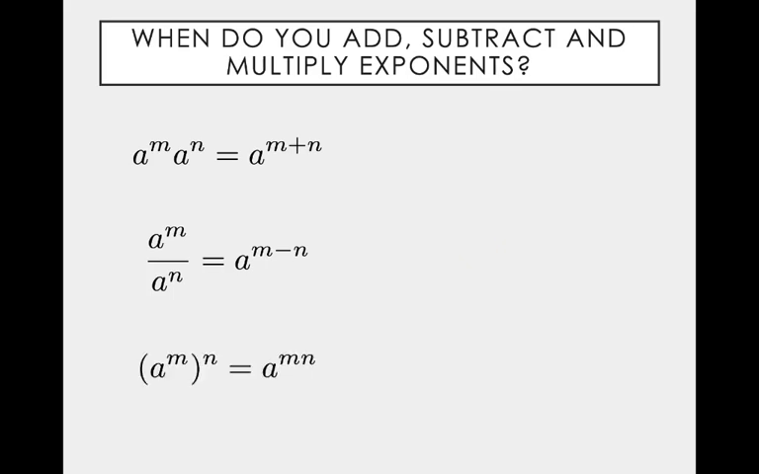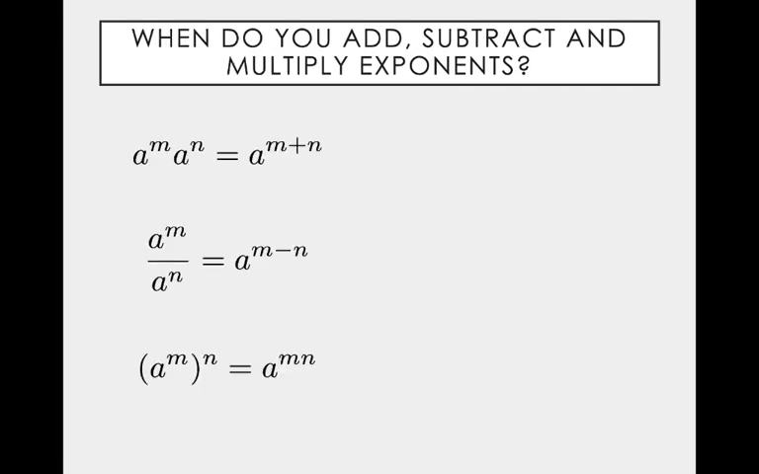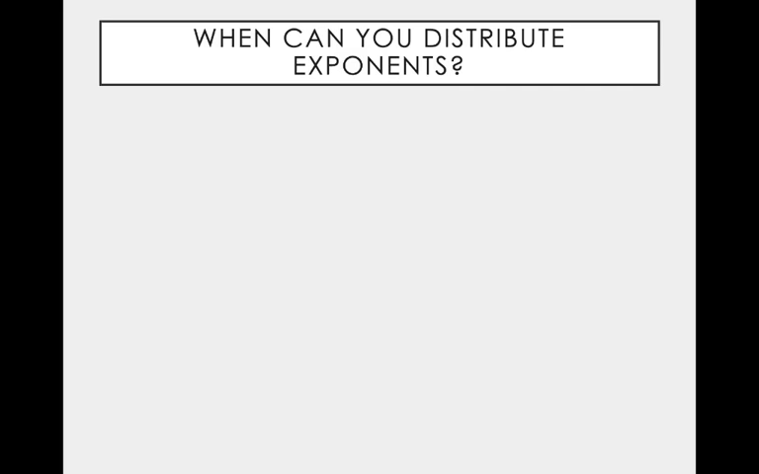All right, so if I had p to the 4th and I raised that to the 5th power, we'd multiply those exponents and get p to the 20th power. All right. Next, we'll talk about when you can distribute exponents.